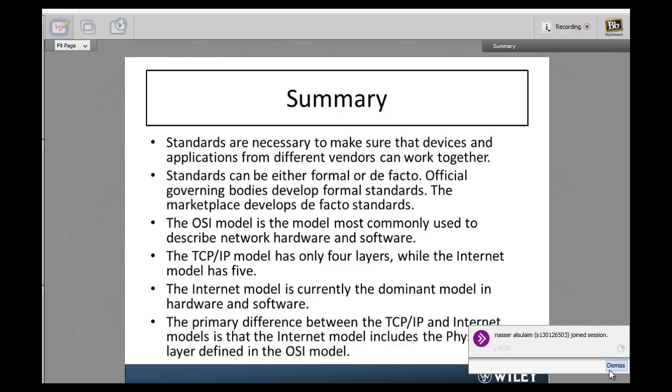The OSI model is most commonly used to describe network hardware and software. The TCP/IP model has only 4 layers, while the Internet has 5 layers. Okay, and the Internet model is currently the dominant model in the hardware and software. The primary difference between TCP/IP and the Internet model is that the Internet model includes the physical layer defined in the OSI model.